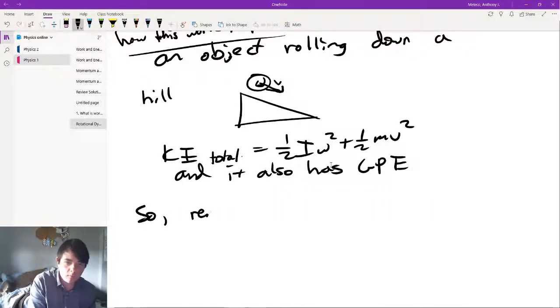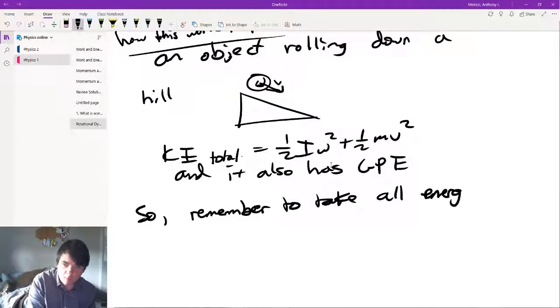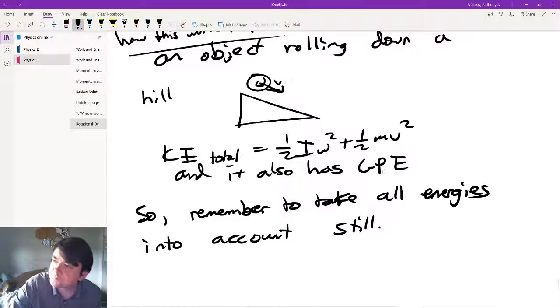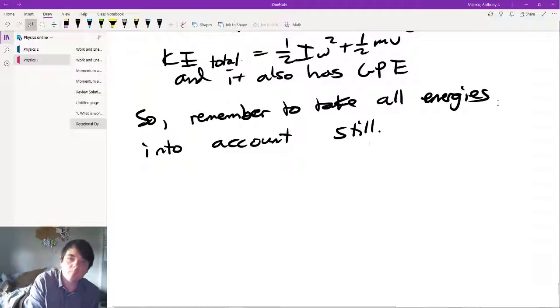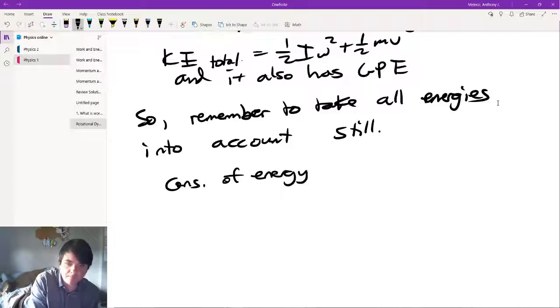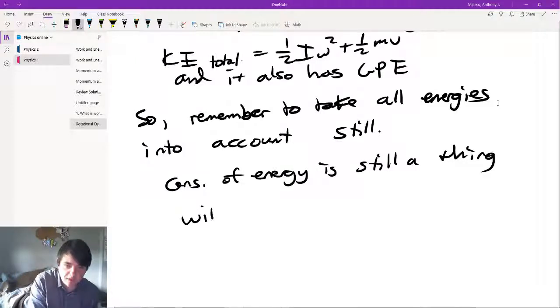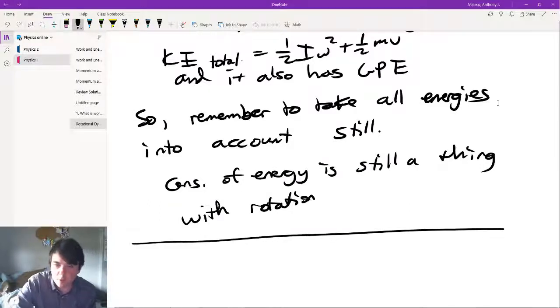So remember to take all energies into account. Okay. Conservation of energy is still a thing with rotation as well. Okay. You can still conserve energy with it. Keep that in mind.